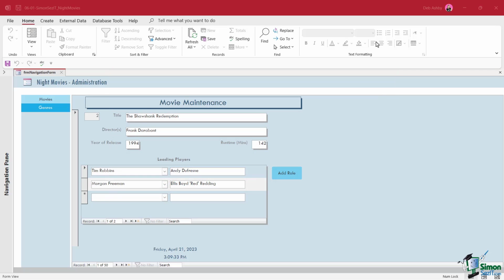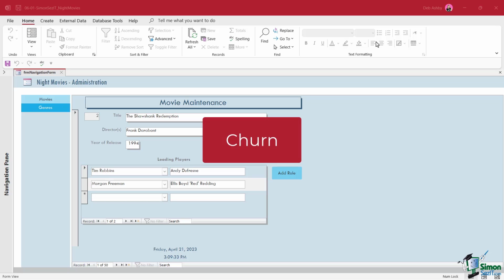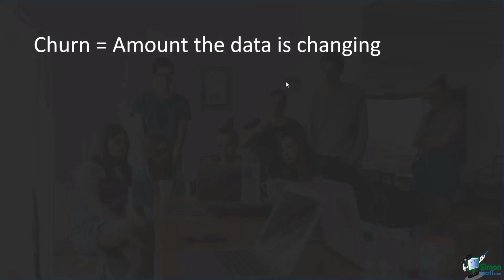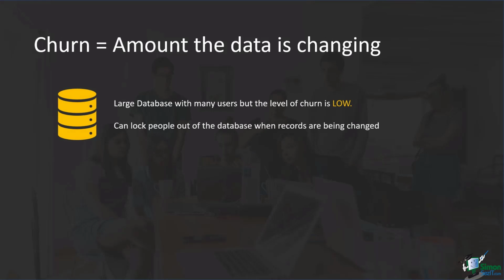Now, one of the most important things to look at when thinking about this is the balance between the size of the database and the number of users and the level of churn. And when I say churn, that just refers to the amount that the data is changing. So maybe you have a very large database with a large number of users, but the level of churn is low. If that is the case, you can approach the issue of change in a very different way to one where the level of churn is high.